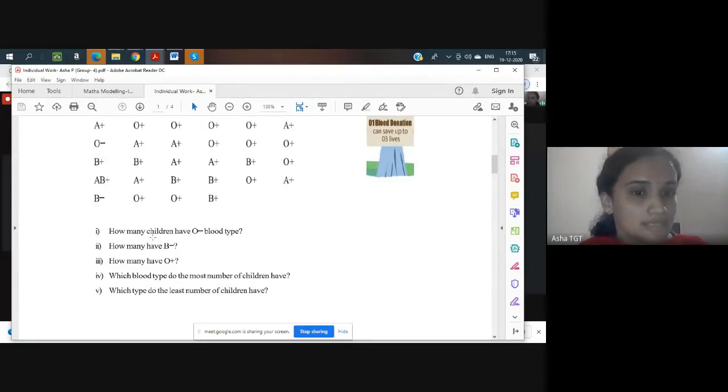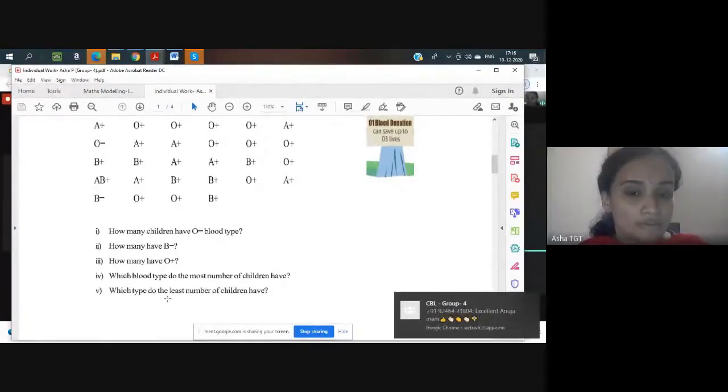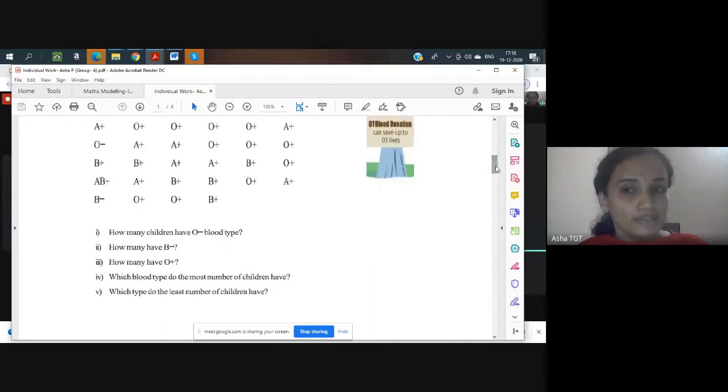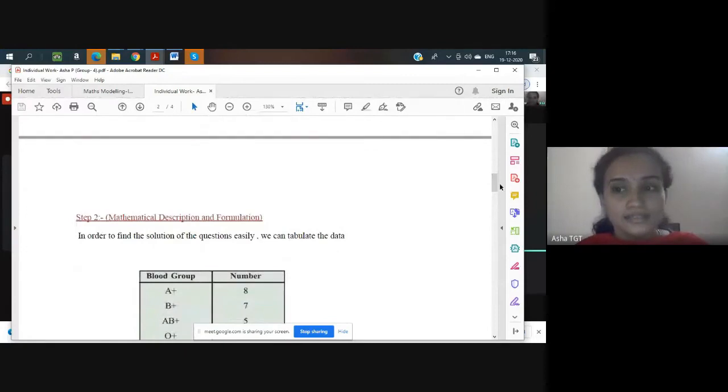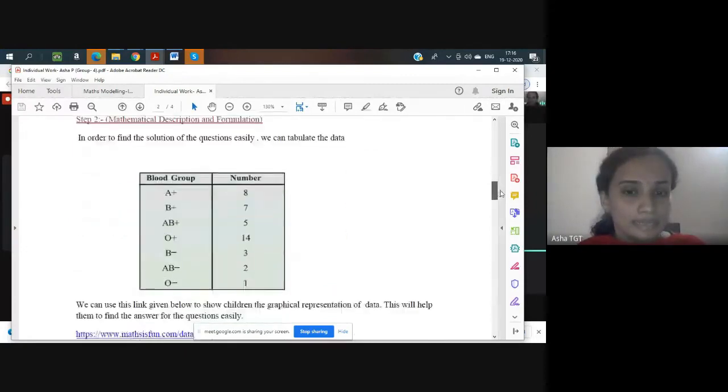The questions are: how many children have O negative blood group, how many have B negative, how many have O positive, which blood type do the most number of children have, and which type do the least number of children have. In order to answer all these questions, the first step is to tabulate the data. So we have tabulated the data. Once we tabulated the data, children can easily answer all these questions.